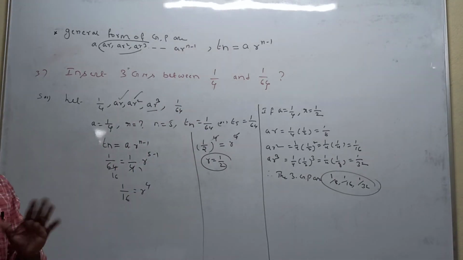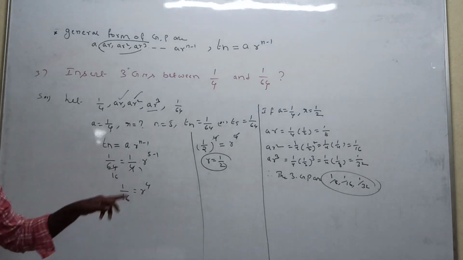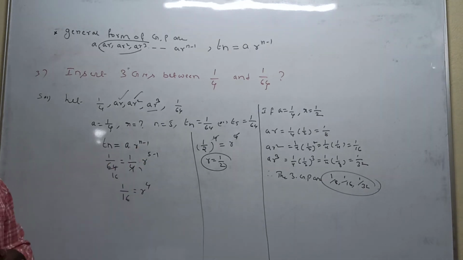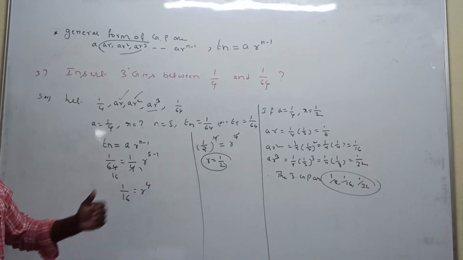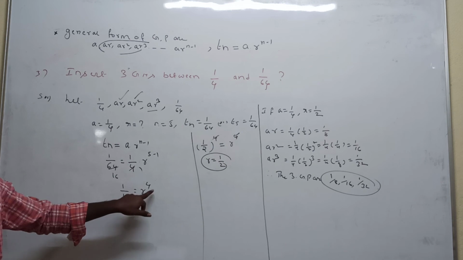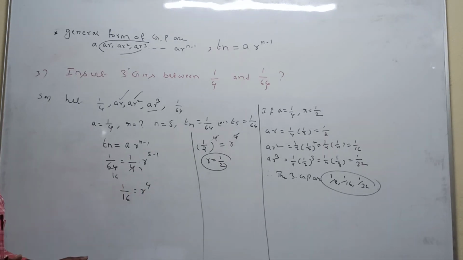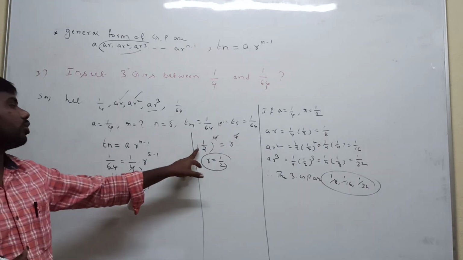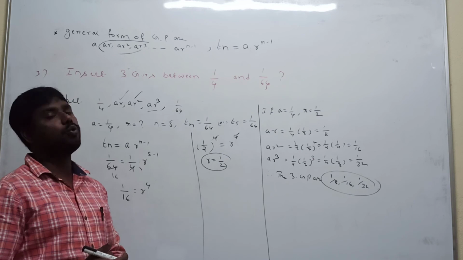First, to calculate the common ratio, we apply the nth term of the geometric progression, a into r to the power of n minus 1. Substituting, finally we get 1 by 16 is equal to r to the power of 4. To calculate the r value, since the power 4 is there, we eliminate the power 4. 1 by 16 can be written as 1 by 2 all to the power of 4. Both sides, power 4 gets cancelled. R is equal to 1 by 2.